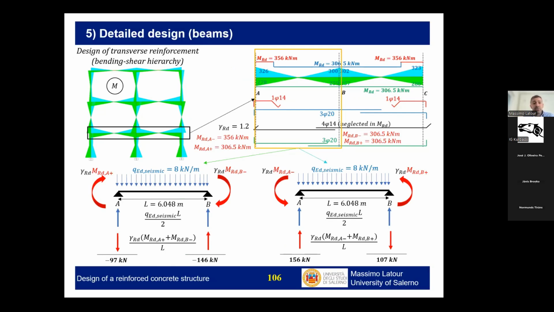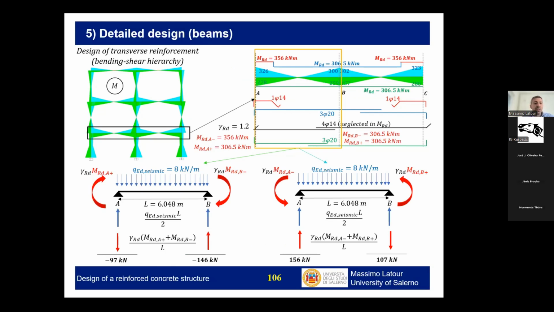What is very important to remind is that here the shear doesn't have to be taken from the analysis. I don't have to make this mistake. I don't have to take shear from the structural analysis of the frame. Since I am designing by hierarchy, I have to apply bending shear hierarchy.